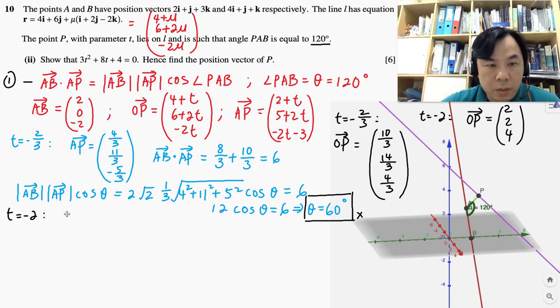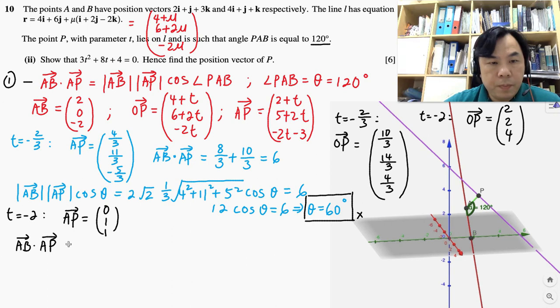Now, the same thing, I'm going to work out my AP here. So for my AP, I will have a 0, that will be a 1, and then that will be a 1 also. So from here, I'm going to work out the numerical value for this scalar product between AB and AP first. That would actually yield -2. Did I get it right? Just let me check one more time. -2. Yes, correct.